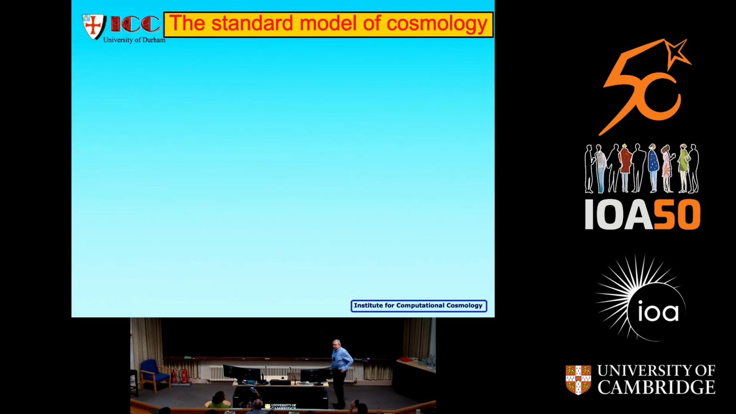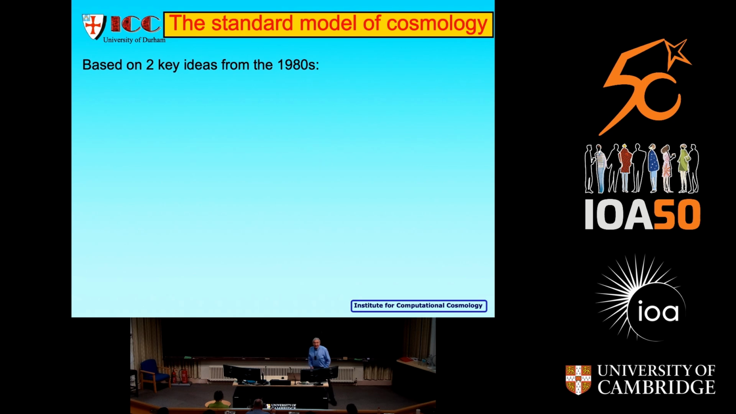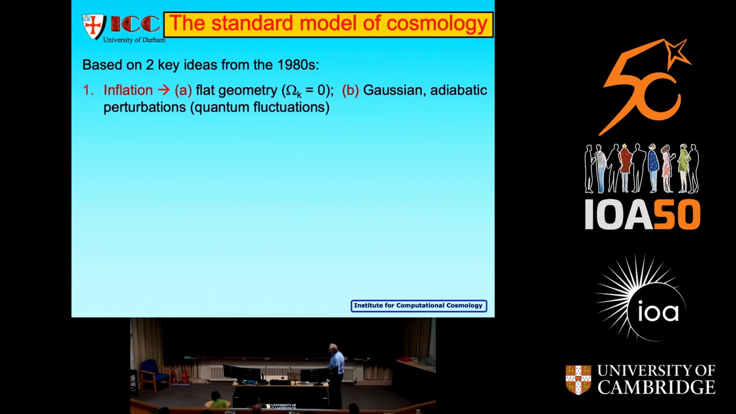But let me, for those of you who are not cosmologists, remind you that the standard model of cosmology is based on two key ideas that came about when I was a PhD student here. One of them was the idea of inflation that predicts two important features. One is that the universe should have a flat geometry, and secondly, that it should be seeded by Gaussian adiabatic perturbations of quantum origin. That's the first idea. And the second one is, of course, the idea that the dark matter consists of non-baryonic, weakly interacting particles created soon after the Big Bang.